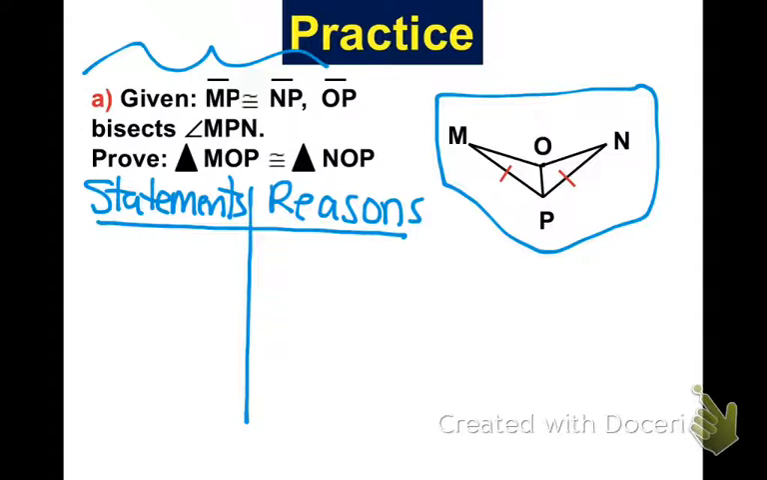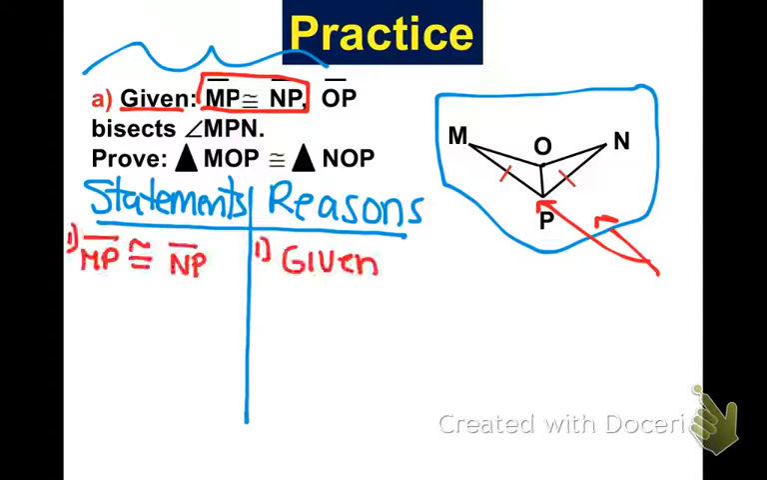So to start off with, we have some givens. We know that segment MP is congruent to segment NP, and it's also marked off on our diagram. So we're going to fill that in. We actually have another given. It says that segment OP bisects angle MPN. So that's right here. So we're going to write that in.